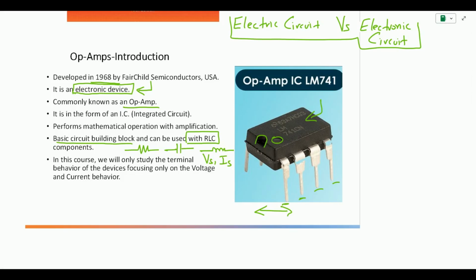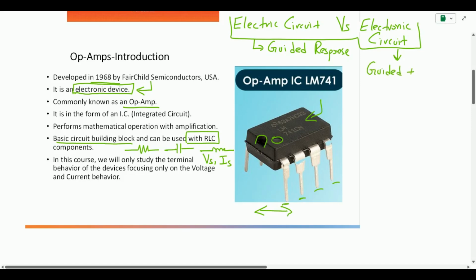So let us come back to the comparison between an electric circuit and an electronic circuit. Always remember that an electric circuit is a guided response. On the other hand, an electronic circuit is guided, but we add the element of control to it. So it is a controlled response with the guided response. What does it mean? Let us look at a very basic example.